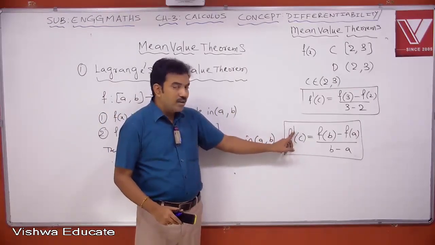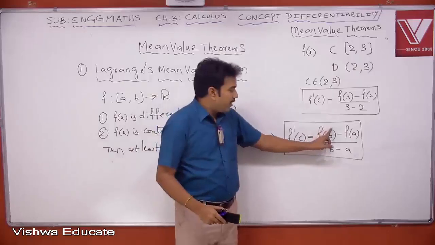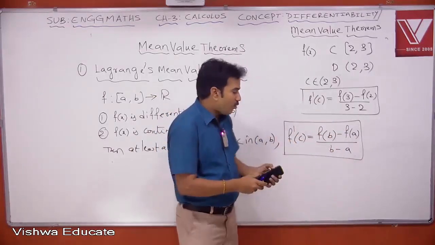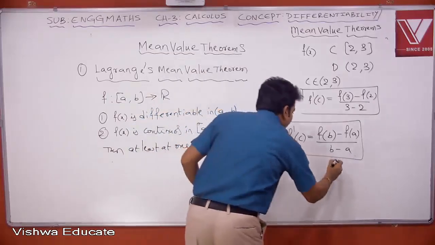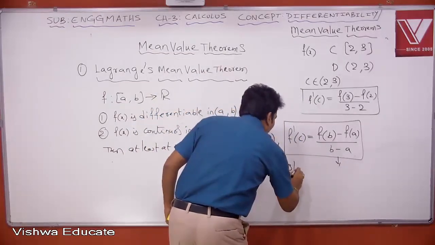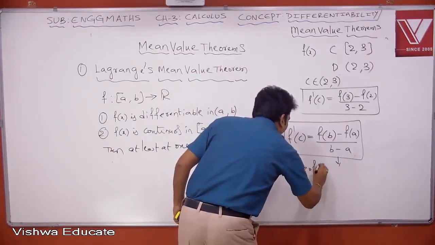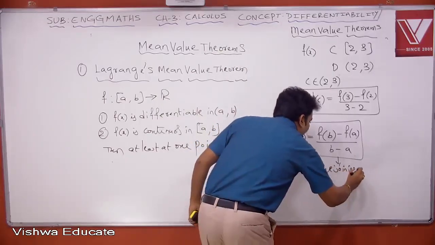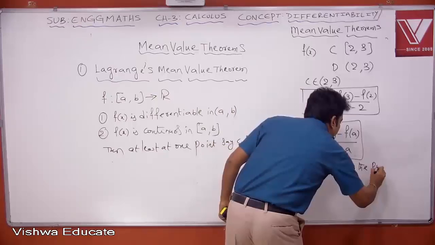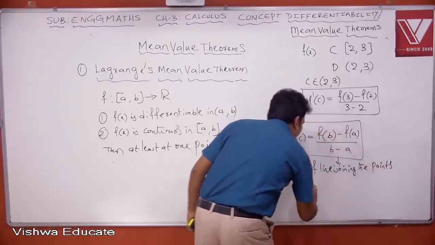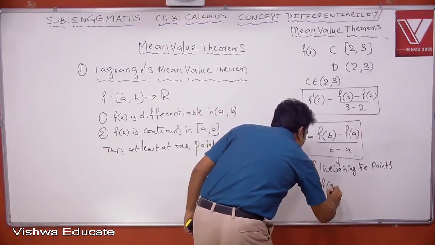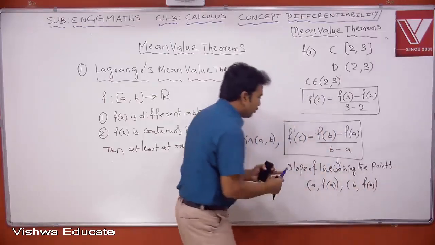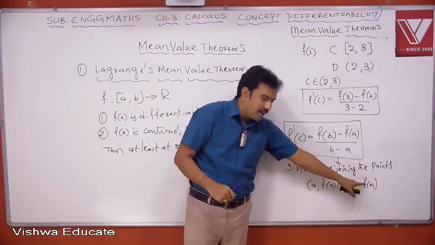So basically the derivative is a slope. So this is (y2 - y1) / (x2 - x1), right? So here this f'(c) basically represents the slope of the line joining the points (a, f(a)) and (b, f(b)). Just assume that these are (x1, y1) and (x2, y2).